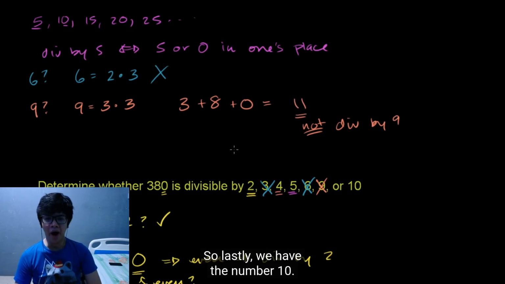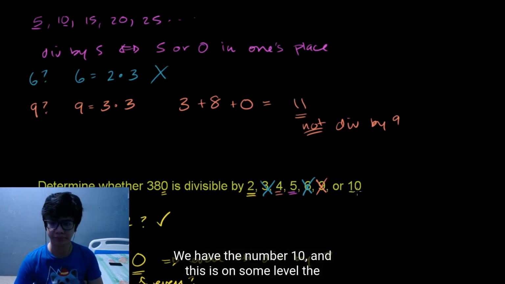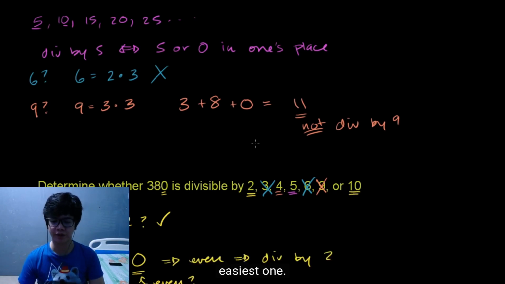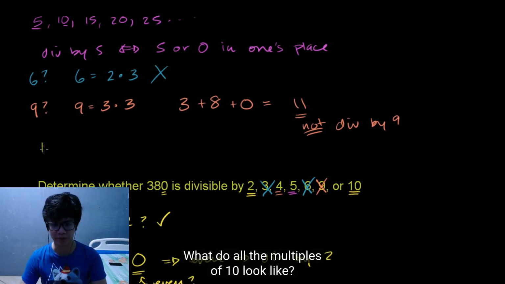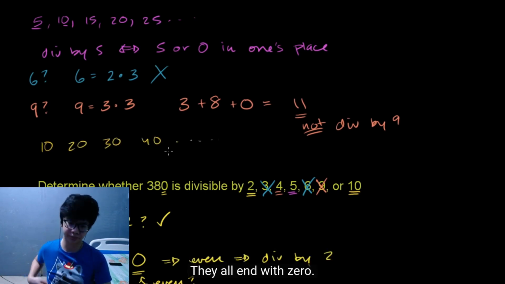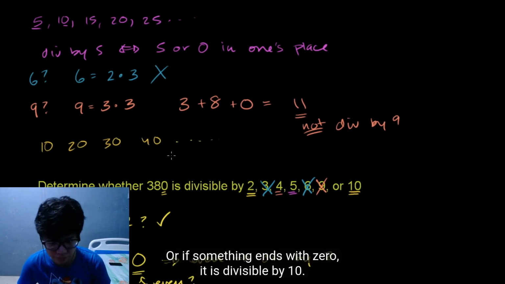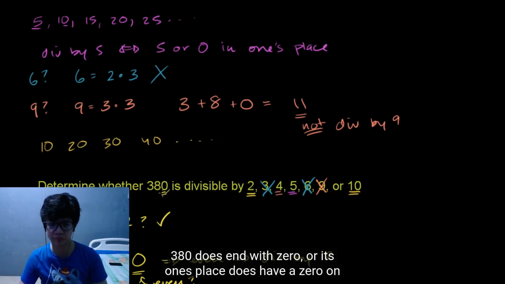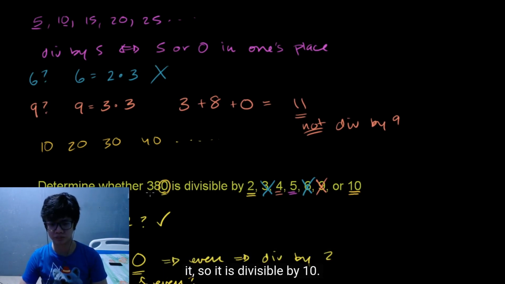So lastly, we have the number 10, and this is on some level the easiest one. What do all the multiples of 10 look like? 10, 20, 30, 40. We could just keep going on and on. They all end with 0. If something ends with 0, it is divisible by 10. 380 does end with 0, or its ones place does have a 0 on it. So it is divisible by 10. So we're divisible by all of these numbers except for 3, 6, and 9.